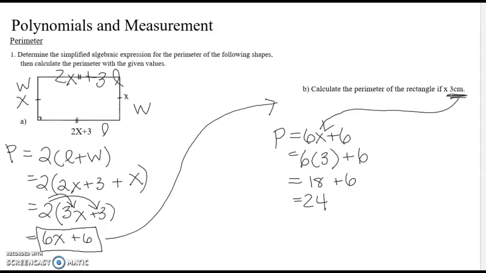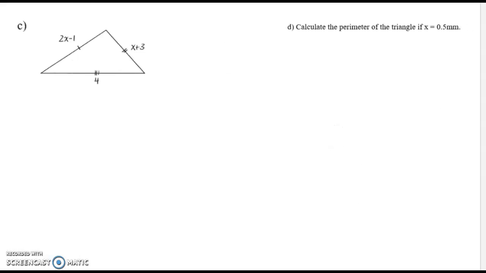And because we are dealing with centimeters right here, we have to put centimeters in there. So our whole perimeter is 24 centimeters. You could have also used just the formula perimeter equals width plus width plus length, and you'll get the exact same answer. I just chose to do it this way. Okay, so let's go to our next screen.